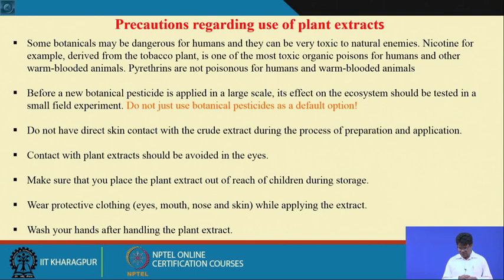Having this lecture, you will be able to learn the usefulness of the extraction process of botanical pesticides and their formulations, and how these can be effectively used, with the dose and the time of application, so that you can take care of your pests and diseases very effectively.